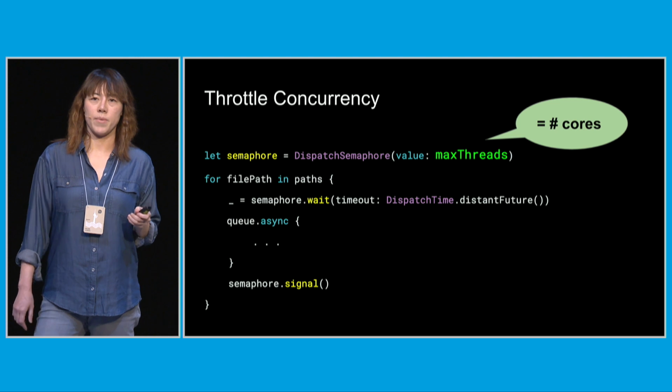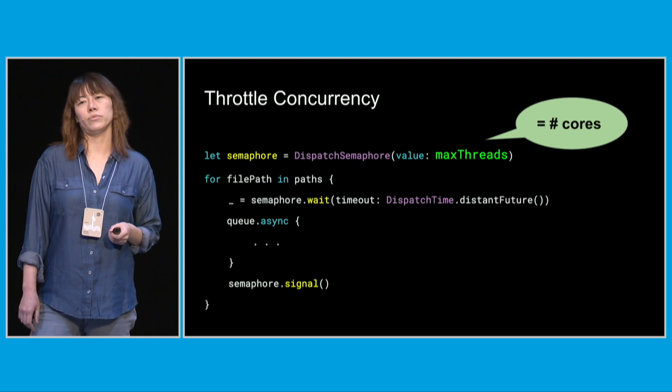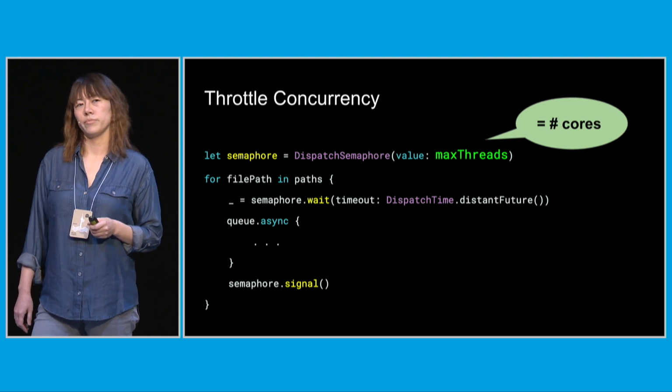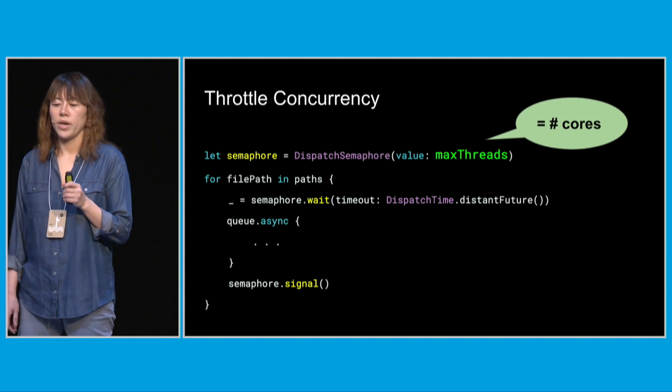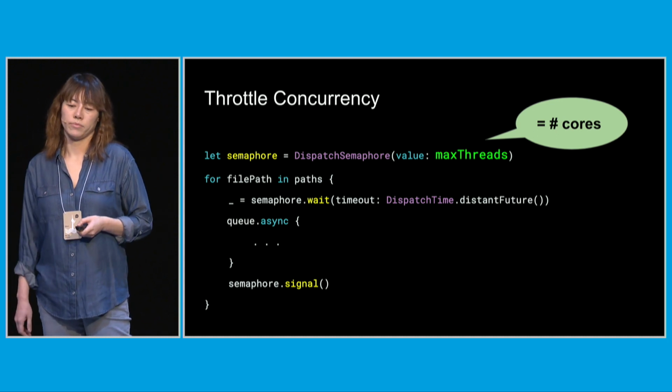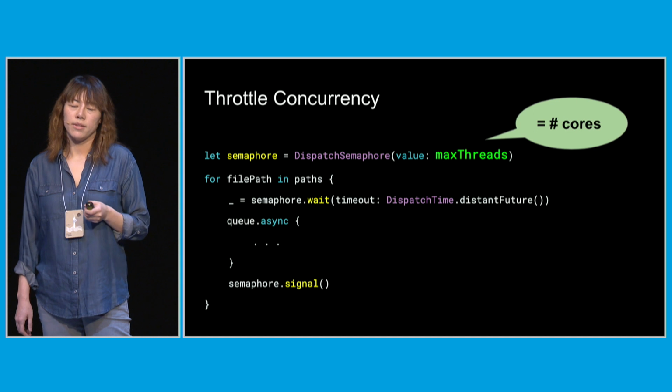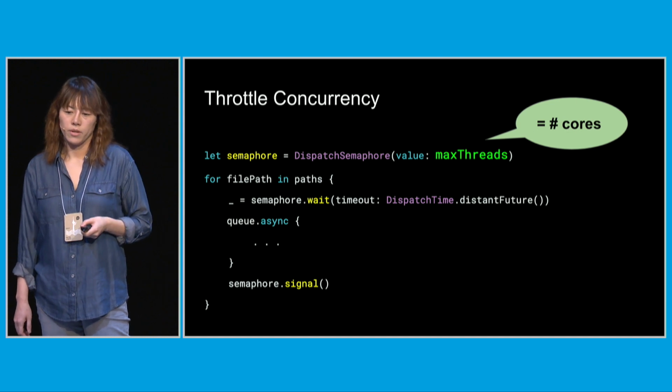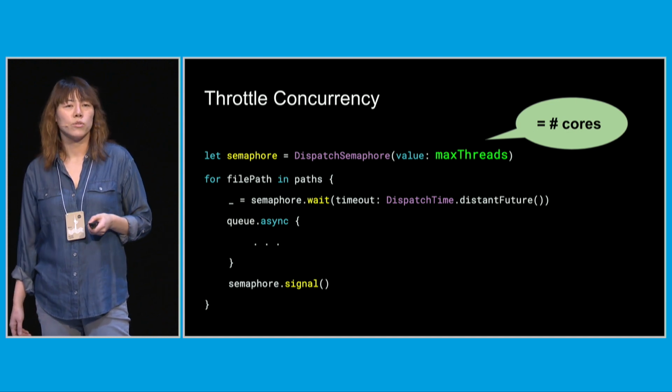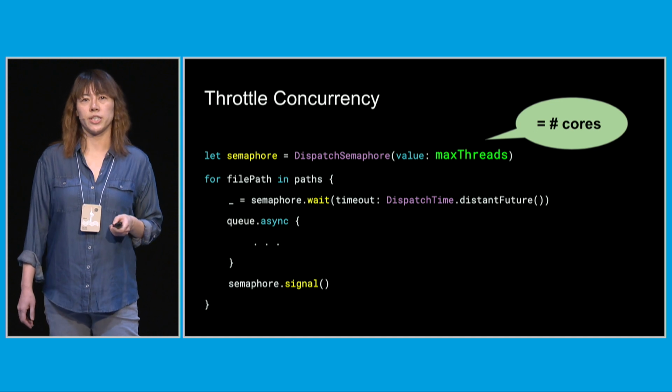So we tried to do that, and we thought there should be an API where we can set the limit directly with a dispatch queue. But there wasn't one. Instead, we had to use a dispatch semaphore. You can pass in the limit to its initializer, and we found that setting the limit to the number of cores was a reasonable solution.